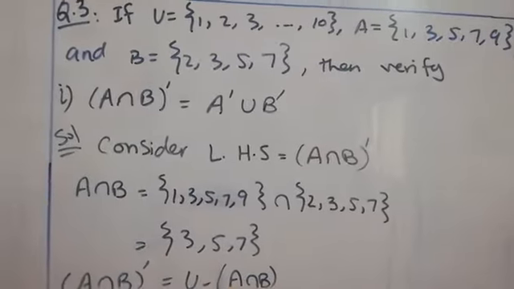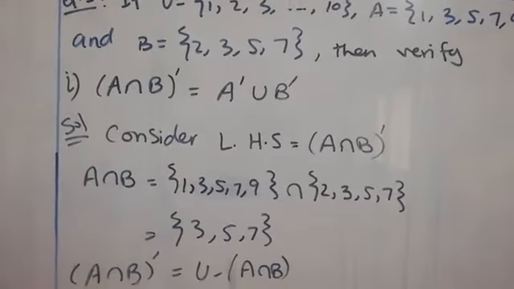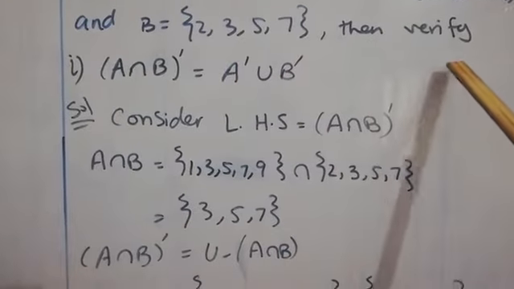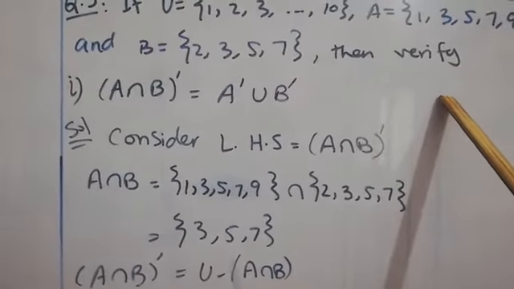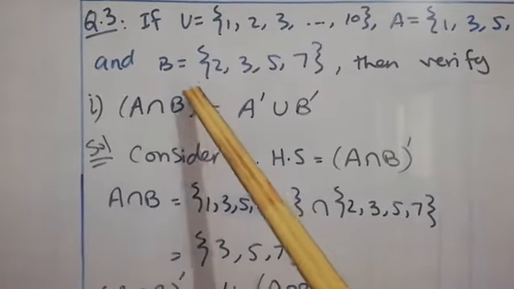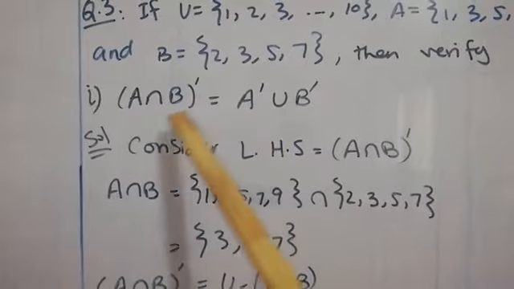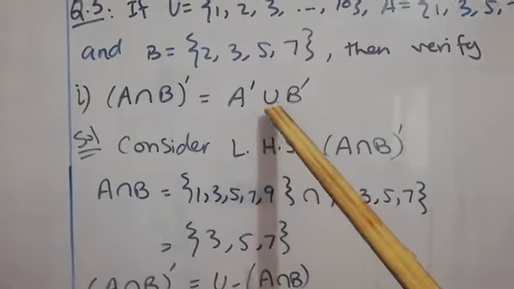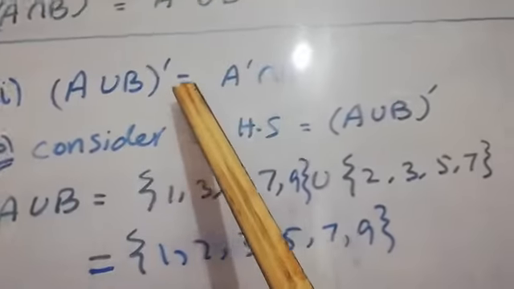Dear students, De Morgan's laws were introduced by the English mathematician Augustus De Morgan. He introduced two laws. First law is (A intersection B) whole complement, which is equals to A complement union B complement. If there is intersection, then we change it into union. And the second law is (A union B) whole complement equals to A complement intersection B complement.